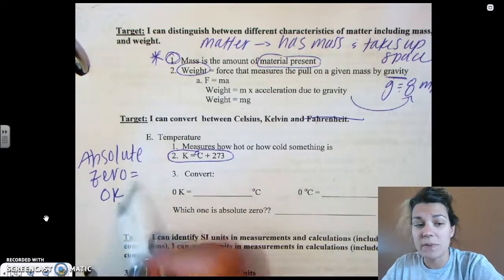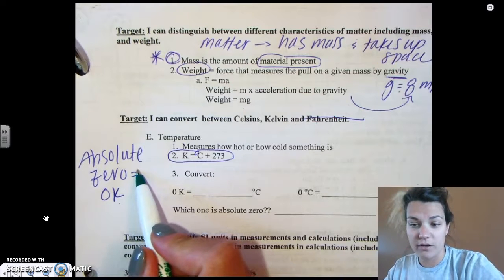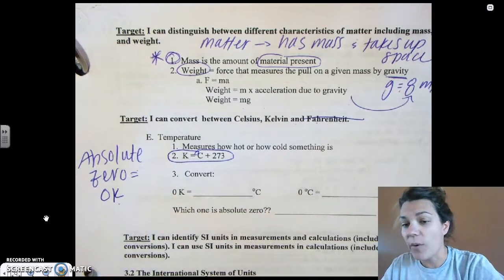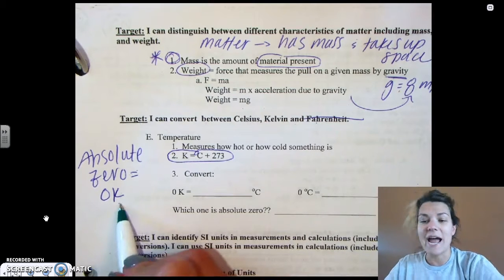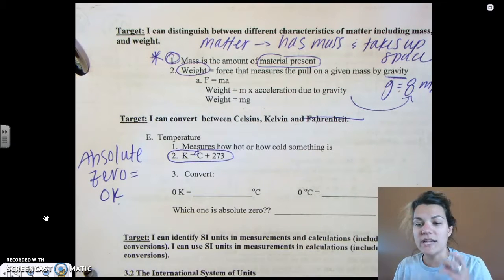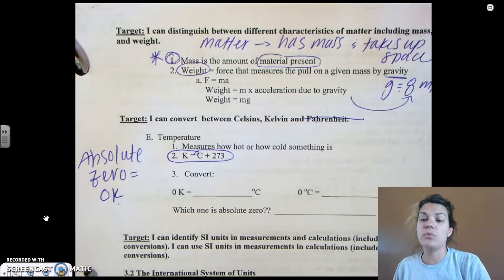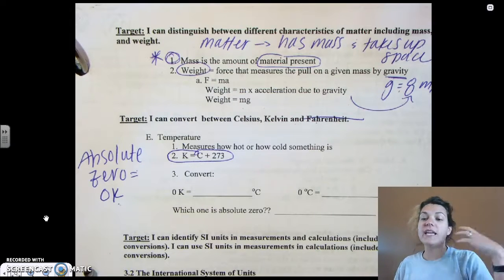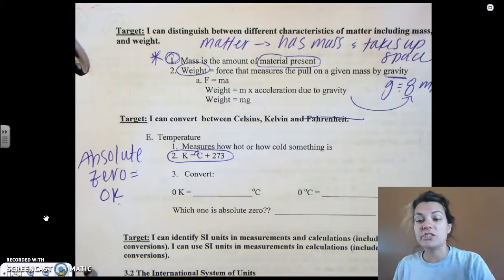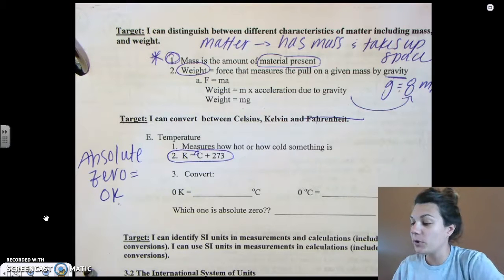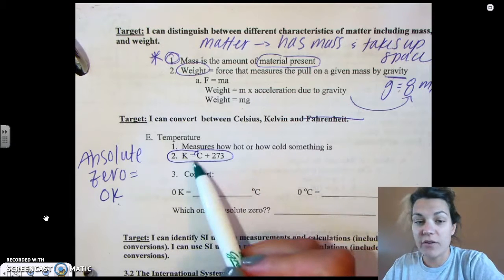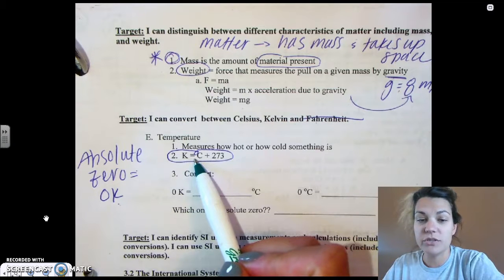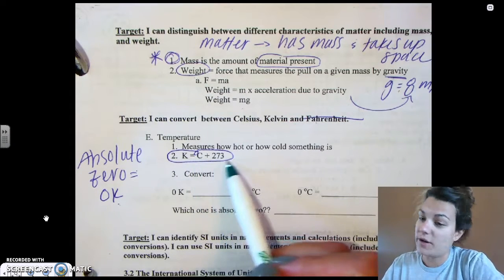So let's talk about why we need this conversion. The Kelvin scale is based off of absolute zero, and a lot of stuff that we deal with in chemistry uses it. However, Kelvin is not actually a measurable temperature, meaning I don't have a thermometer that measures Kelvin. But I do have a thermometer that measures degrees Celsius. So we need a conversion between something that I can measure and something that makes more sense to my content in chemistry. That conversion is Kelvin equals degrees Celsius plus 273, which is easy.